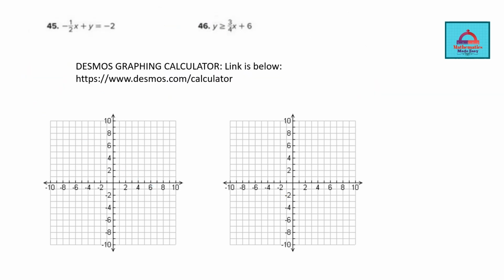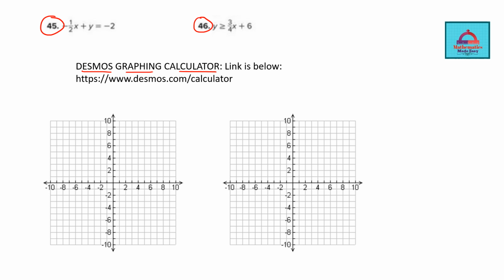So now that you know the manual method of making the graphs of linear equations and linear inequalities using the table of values, I'm going to show you a shortcut also to do the same. So question 45 and question 46, now we are going to solve using the Desmos graphing calculator. The link is below. I will also paste this link in the description box. Go to this link and try making the graphs of question 45 and 46 like I have done just to check your answer online using the calculator.